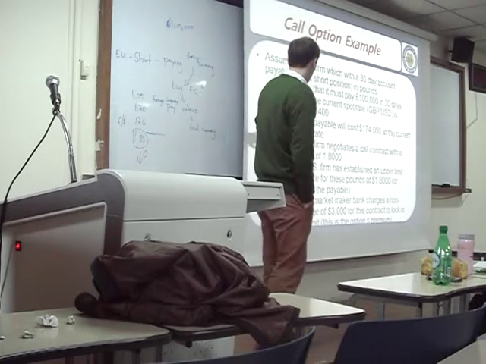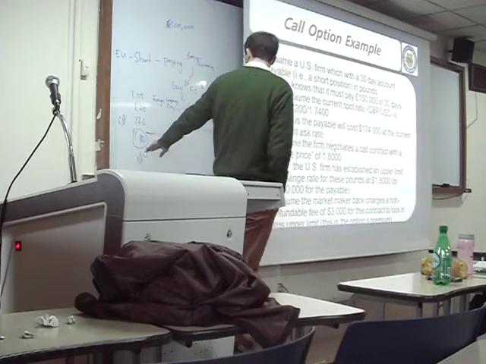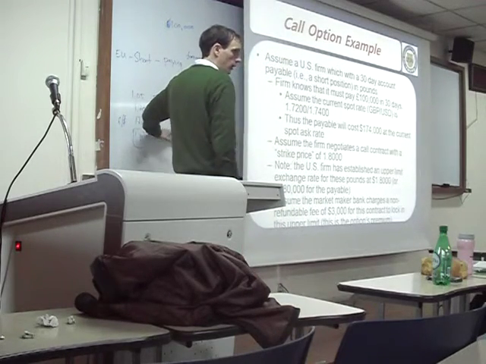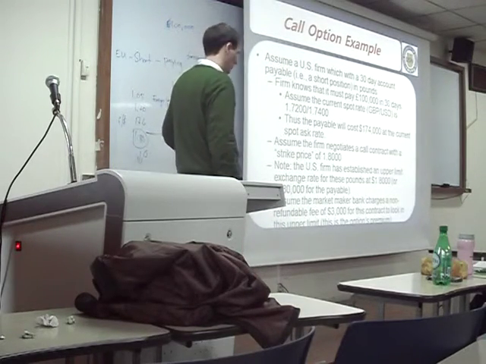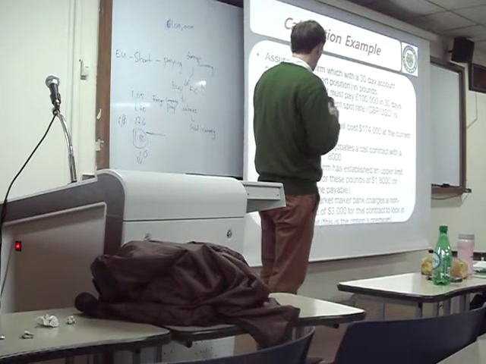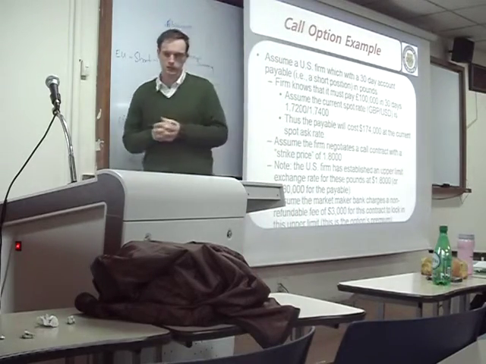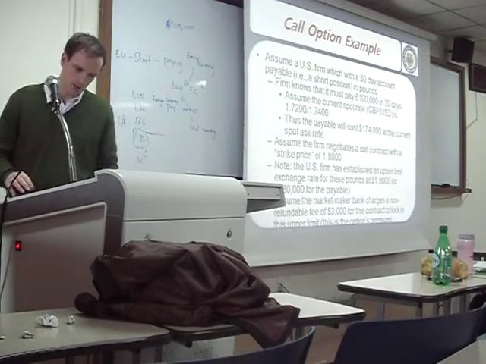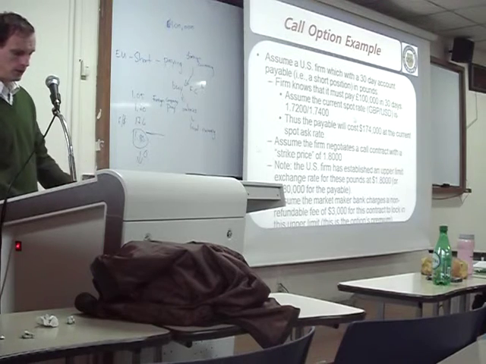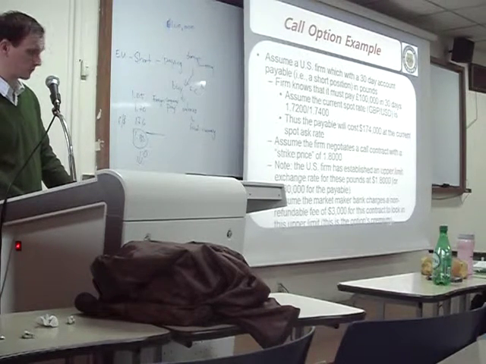So the firm negotiates a call contract with a strike price of 180. So here, our loss is limited. It can't go any further than 180. So the US firm has established an upper limit exchange rate for these pounds. The market maker bank is going to charge a fee of $3,000 for the contract. This is called the premium.